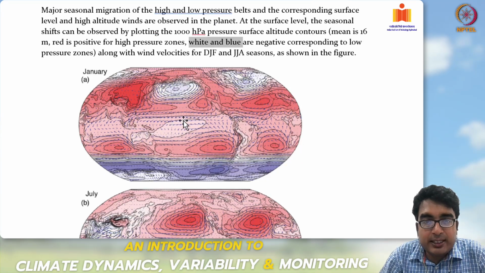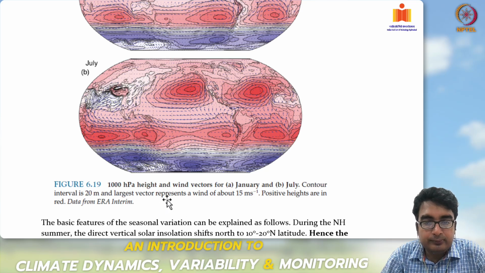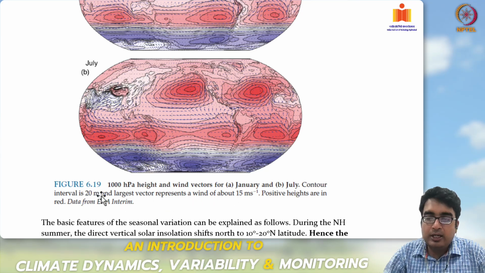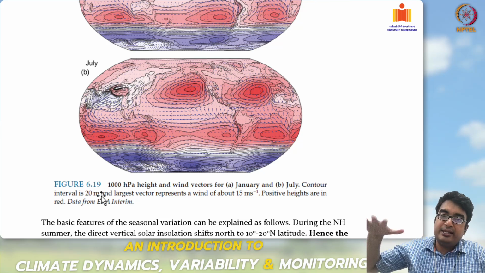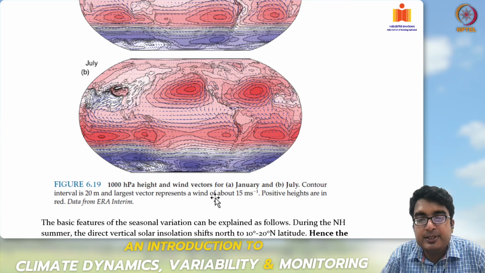And you can also see the wind circulation figures. Contour interval is 20 meters, so if there is a 20 meter difference in the heights, you get one more contour. And the largest vectors represent winds at around 15 meters per second. Okay.